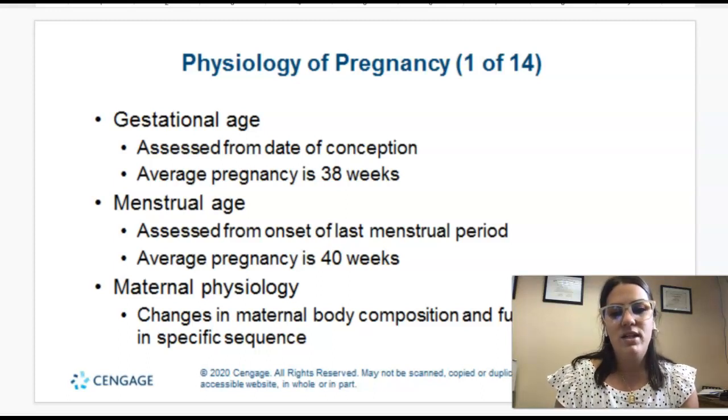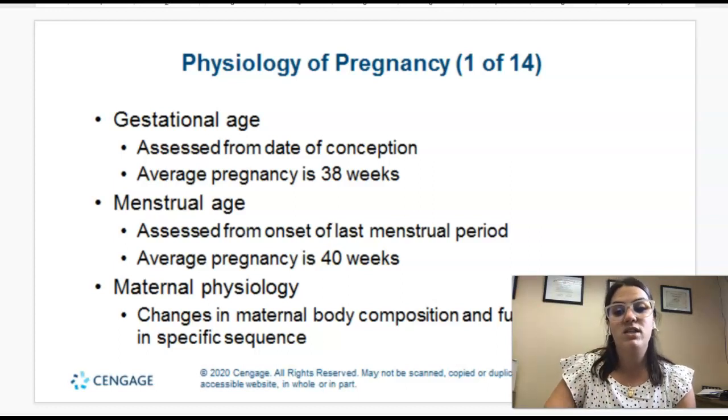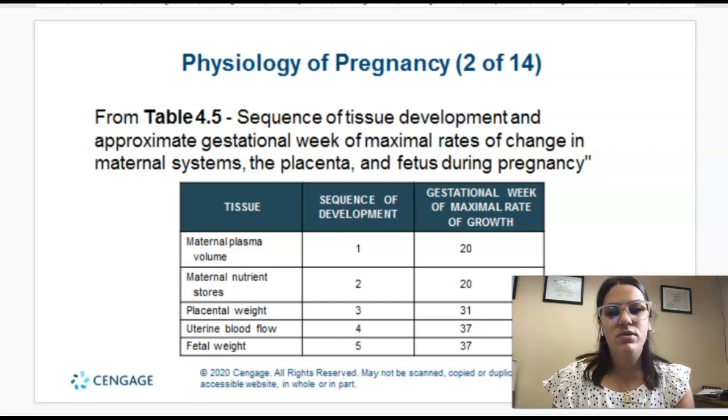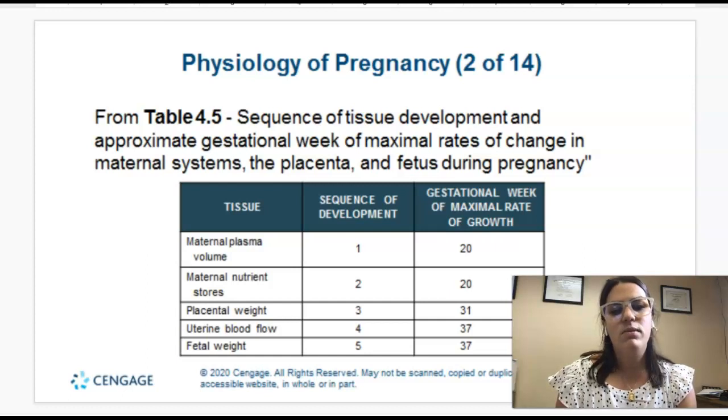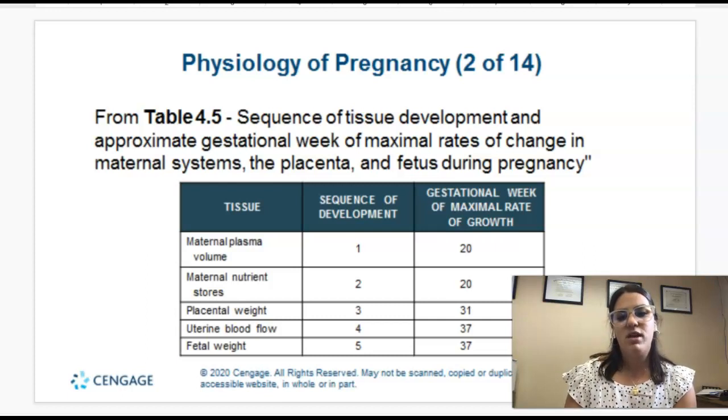So during pregnancy, mom is going to experience physiological changes that alter her body composition and even alter metabolism and some physiological function to help support the pregnancy. So these are some examples of physiological changes that mom will experience. The important thing when we look at this table, which is in your book, it's table 4.5, is that all of these occurrences have to take place in a sequence.